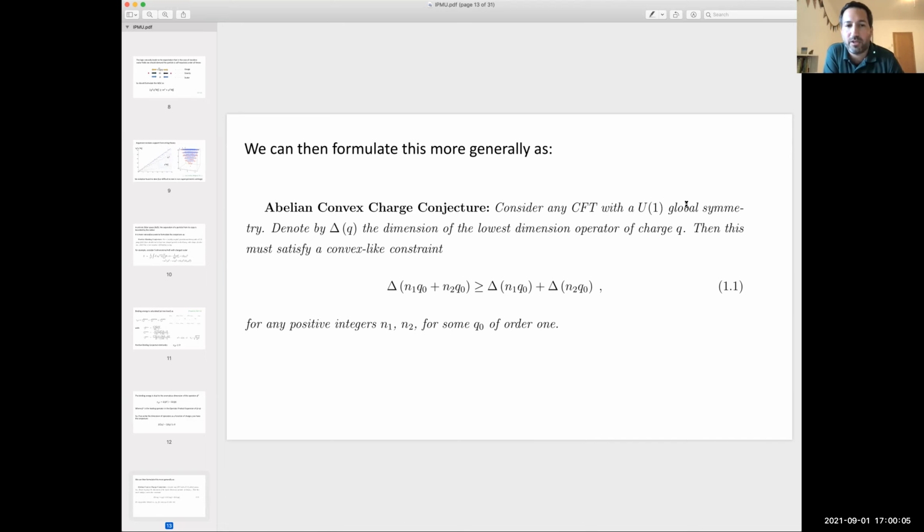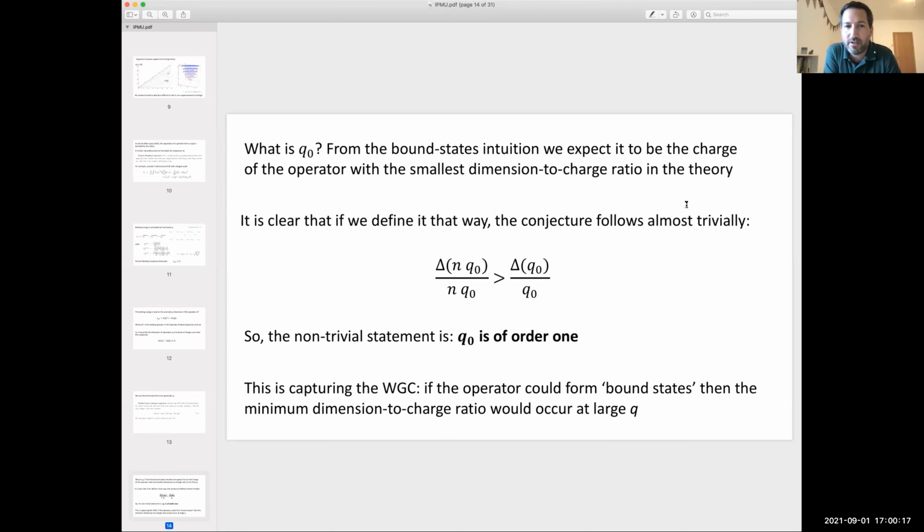So delta of n1 q0 plus n2 q0 should be bigger than delta of n1 q0 plus delta n2 q0, for any positive integers n1 and n2 and some q0 of order 1. Okay, so let's talk about what this q0 is. From the bound state intuition we expect it to be the charge of the operator with the smallest dimension to charge ratio in the theory, because that's what you can form completely stable bound states from.